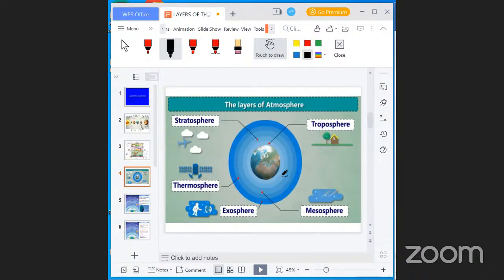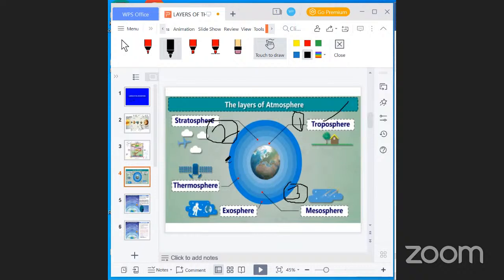Now you look into these layers. The first one is the troposphere. The second one is the stratosphere. And the third one is the mesosphere.